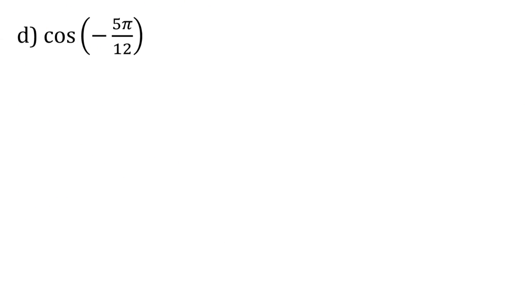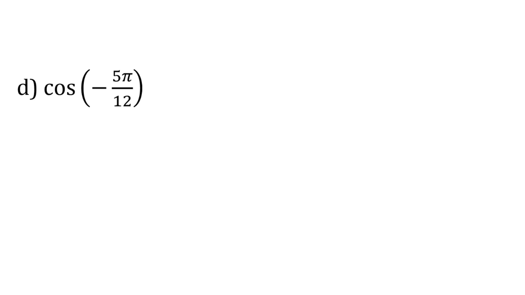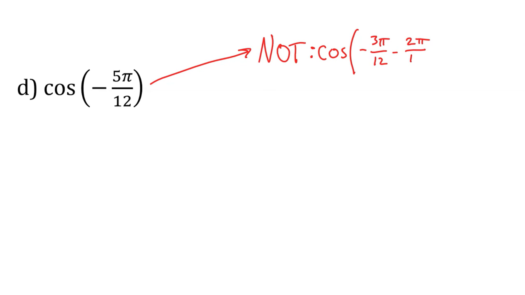Okay, we're going to do one more together. And I'm going to give you a little hint for this one as well. You do not want to do cos of negative 3 pi by 12 minus 2 pi by 12. Yep. Do we kind of like ignore the negative until we get to the formula? No.